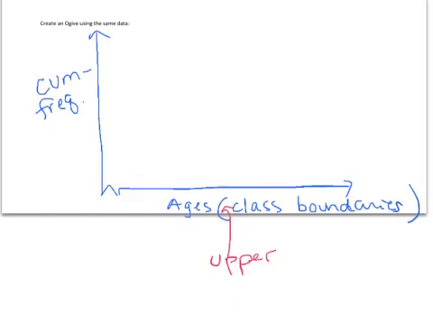Okay, so what I'm going to do here is put on my x-axis my upper class limits. So let me just go back. Okay, so 24.5. I'm leaving a space and I'm going to show you why in a second. So that's my first upper class boundary. Then my next one is 30.5. My next one is 36.5. And then I have a 42.5 and a 48.5.